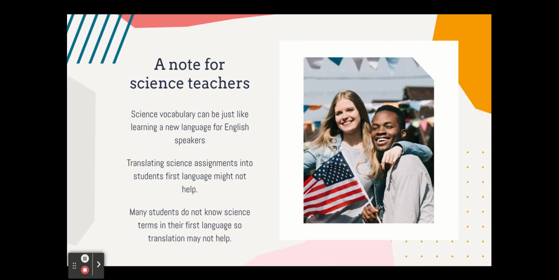And here's a note just for science teachers. Science vocabulary can be hard for English speakers to learn, but it's even harder for English learners to learn. But the answer here is not just to translate your documents into their native language. Many students might not know those words in their native language, so it honestly doesn't help.